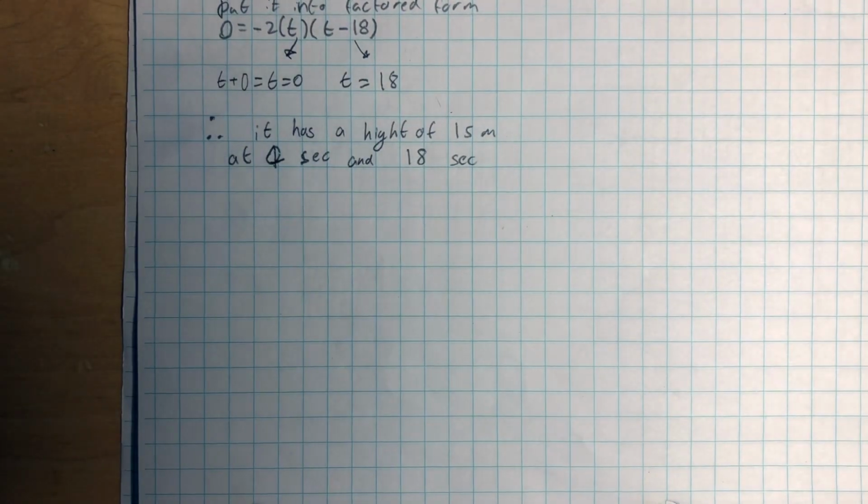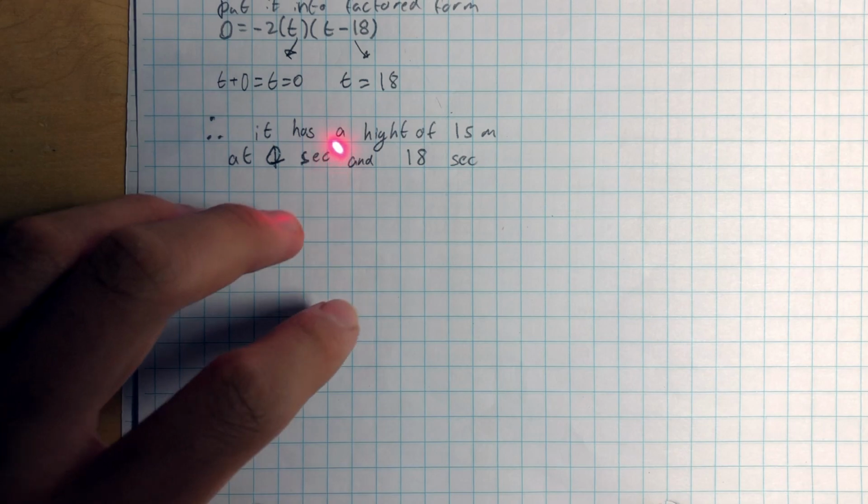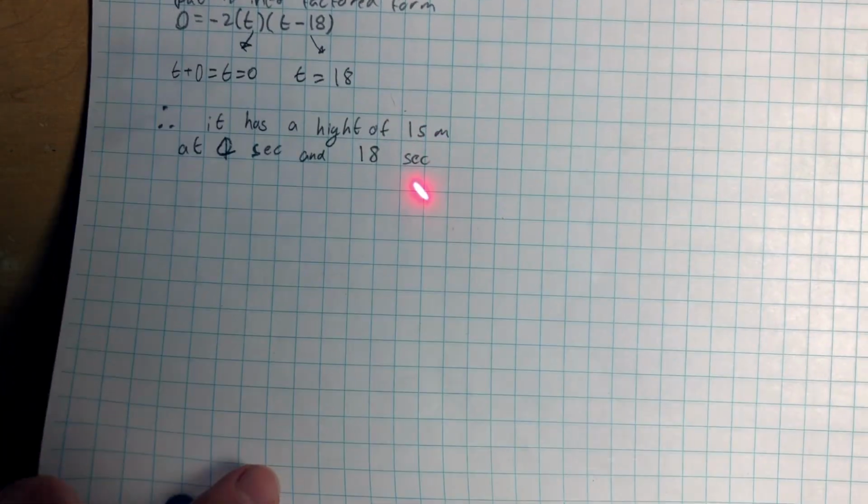Now we can see how long after it is hit the golf ball is at a height of 22 meters. Now we set h as 22 meters and put it into the formula. After doing that, we simplify, then we factor, and then we receive t equals 18. So it has a height of 22 meters at 1 second.